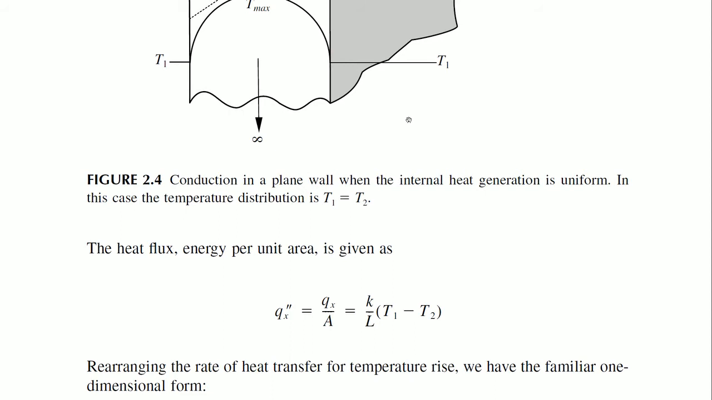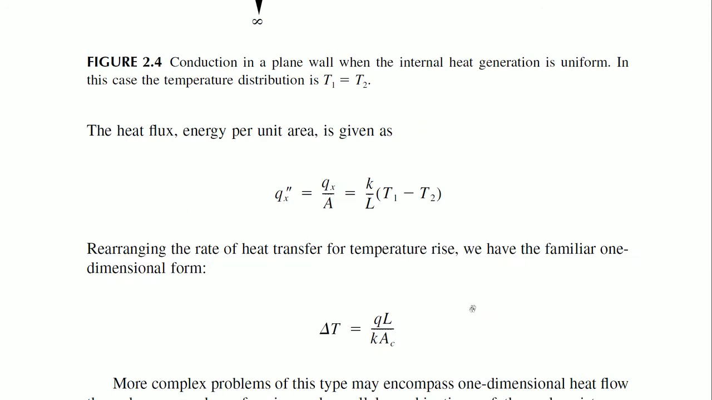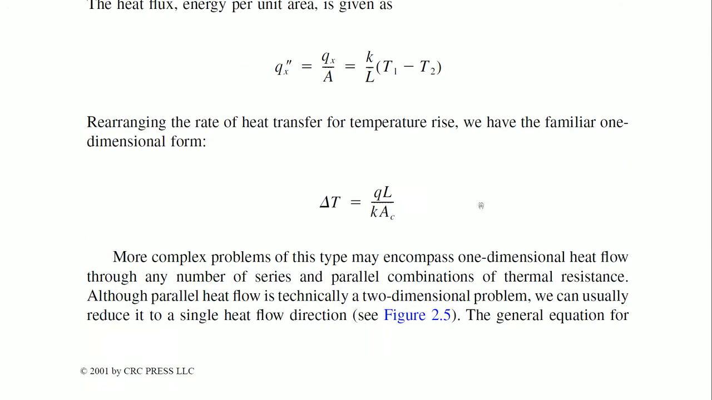When internal heat generation is uniform, all this is given here. Rearranging the rate of heat transfer and temperature rise, everything has been reduced to a very convenient L by K into A. Problems of this type may encompass one dimensional heat flow, through any number of series and parallel combinations of thermal resistance. Parallel heat flow is technically a two dimensional problem. We can reduce it to a single heat flow direction.